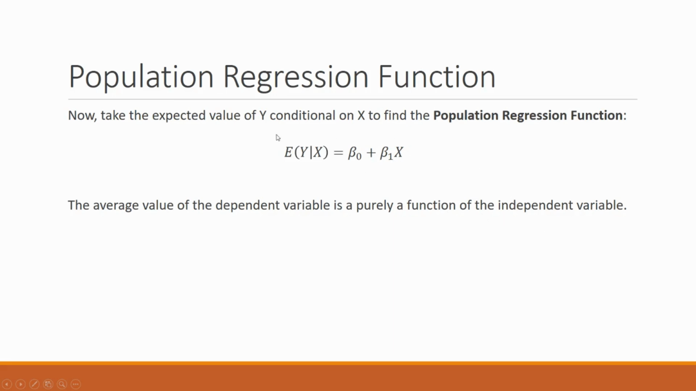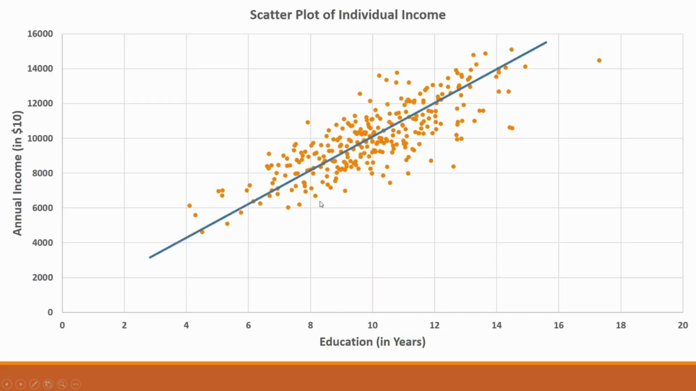This is called the population regression function. Let's give you an idea of what this is. This is our data, and we fitted a line to it. If the conditional mean independence assumption holds, then this is our population regression function. And beta 0 plus beta 1 times the independent variable will equal the average, the expected value of income.